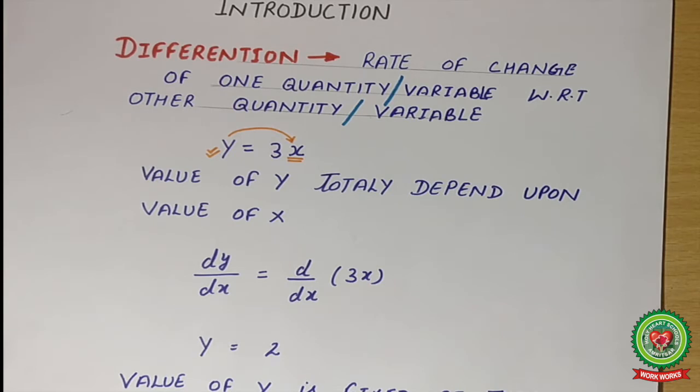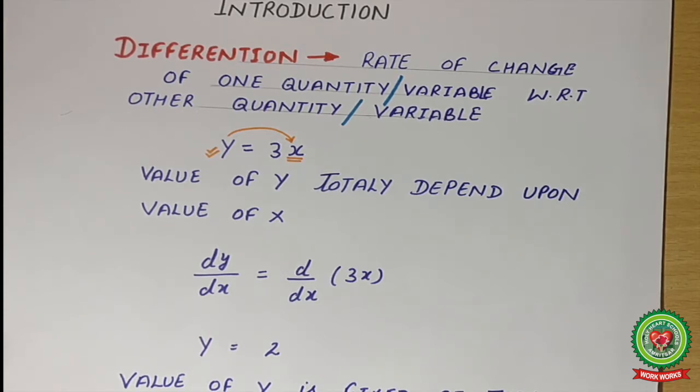If I am talking about the cost of 1 kg sugar being 20 rupees, and the cost of 20 kg sugar, maybe the cost will be different. In the same way, cost is totally dependent upon what quantity I want to buy.